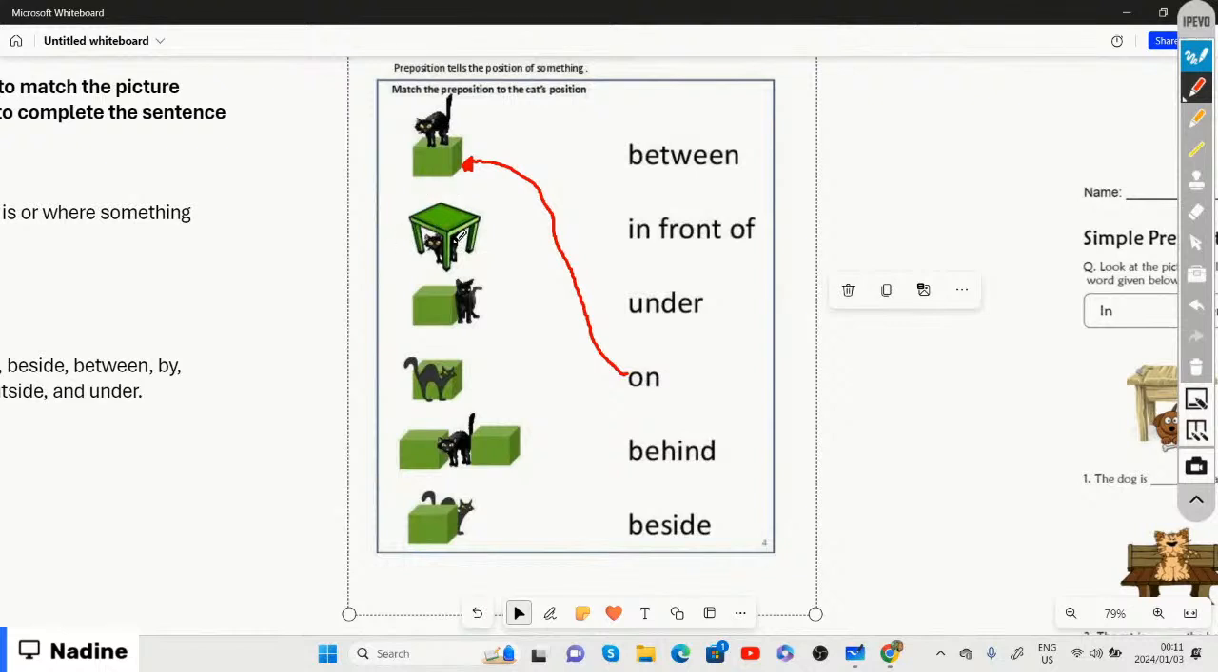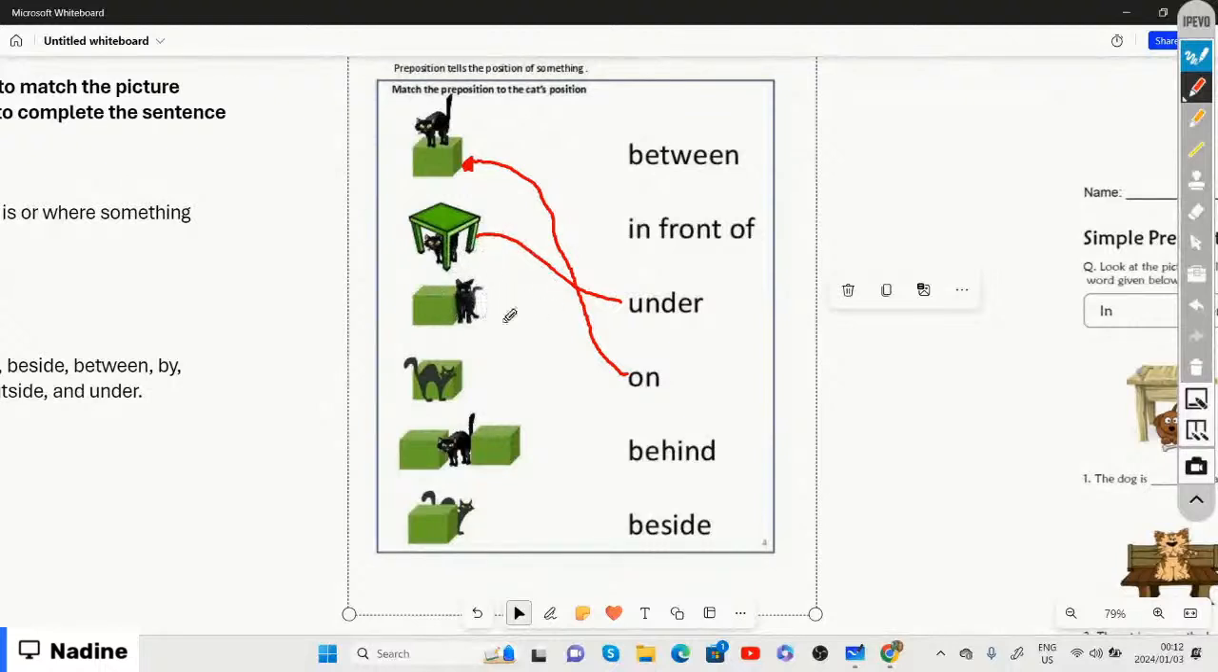If we look at this table, right? And we see where the cat is, then we can say the cat is under the table, right? The cat is under the table.